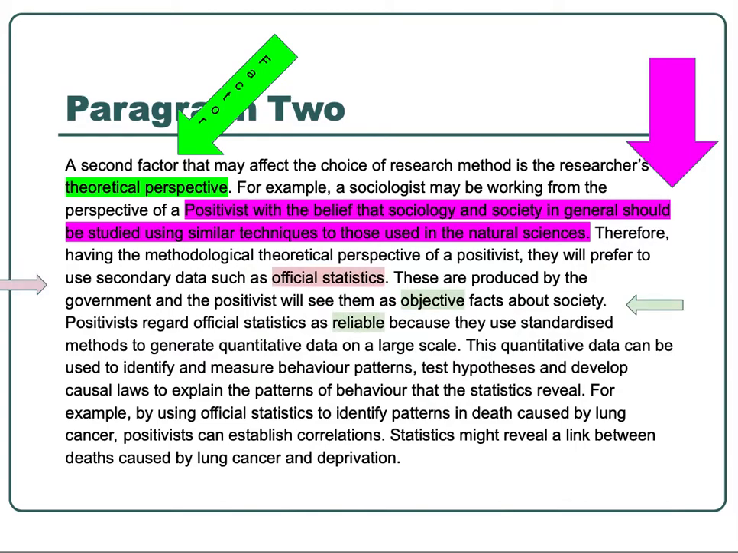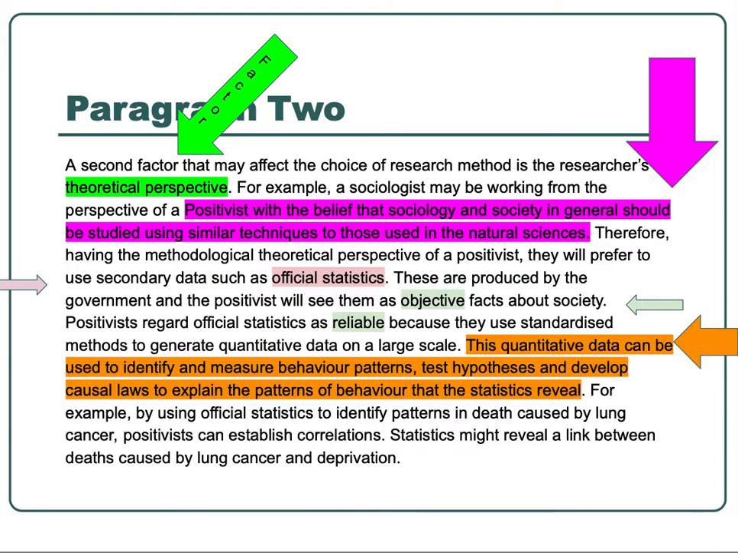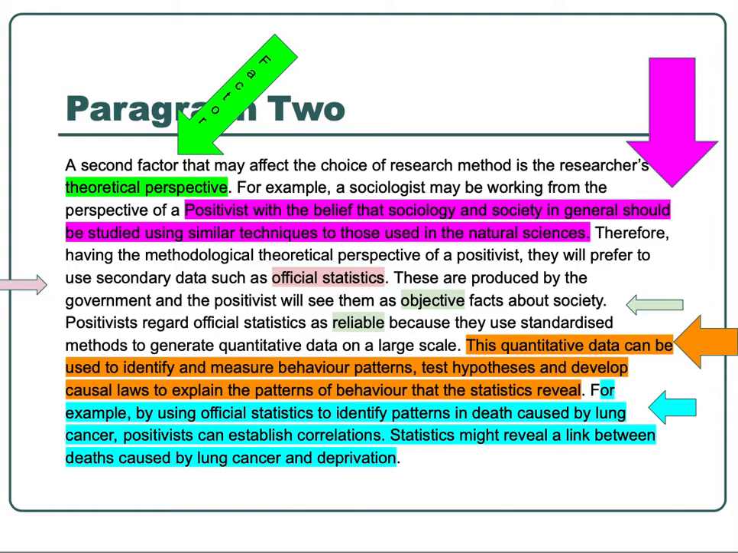And then we've got a link to a specific research method. In this case, we've gone with a secondary data source, official statistics, and we've got some use of concepts in light green. So the student's talking about objective, they've talked about reliable as well. You might even want to define some of these terms as well if you wanted to add even more detail. In orange, developing the point a bit further. And then in blue, again, use of an example.